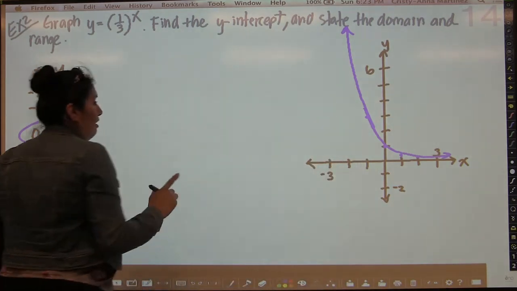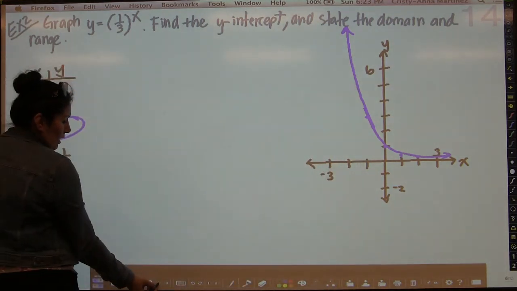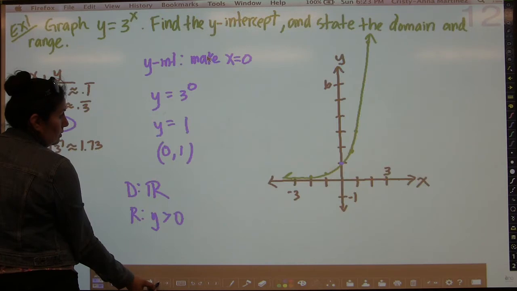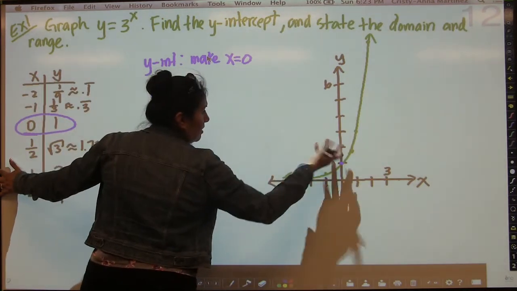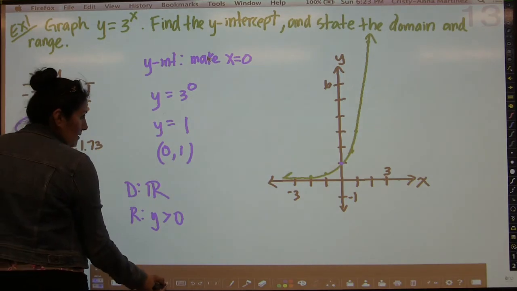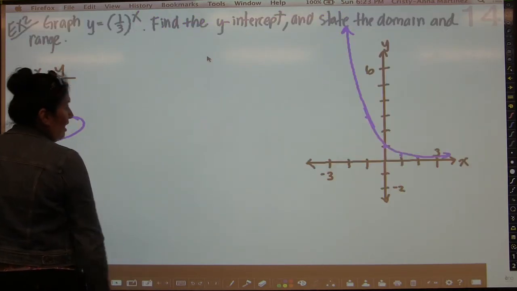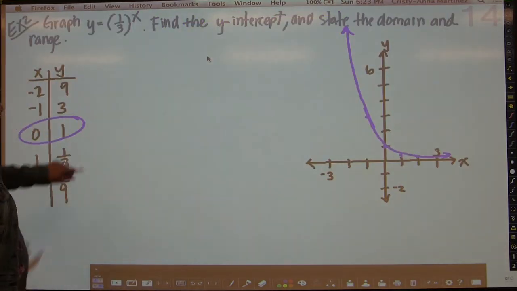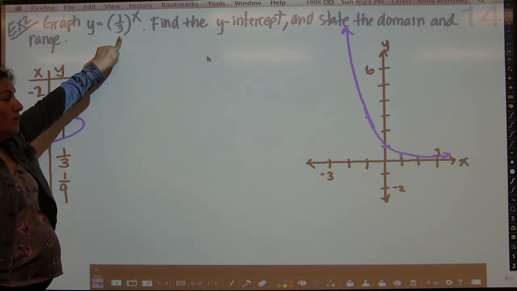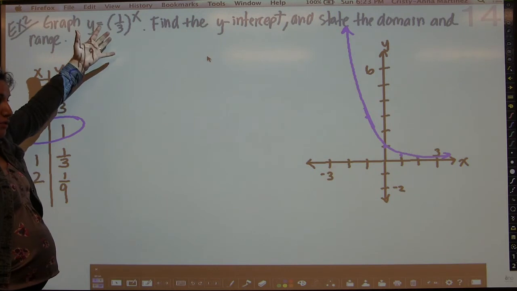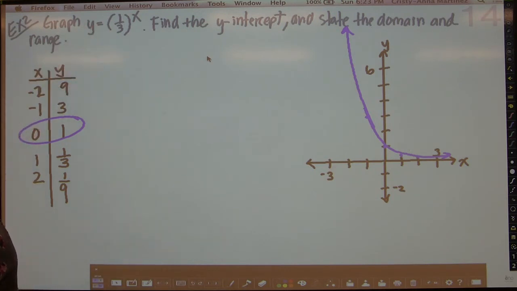So if you compare that to the one we did in example 1, you can see that all that really happened is it kind of flipped on the y-axis. That is a characteristic of when you have a number inside here that is less than 1. The other one was a 3, which is greater than 1. Not that they're going to ask you about that, but I just wanted to show you how cool that is, that it just kind of flipped it around.